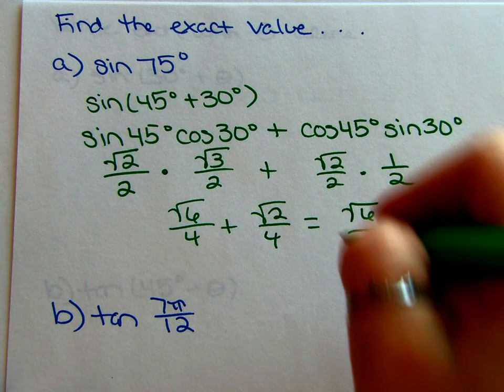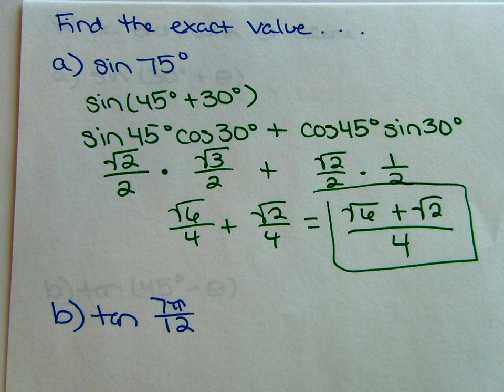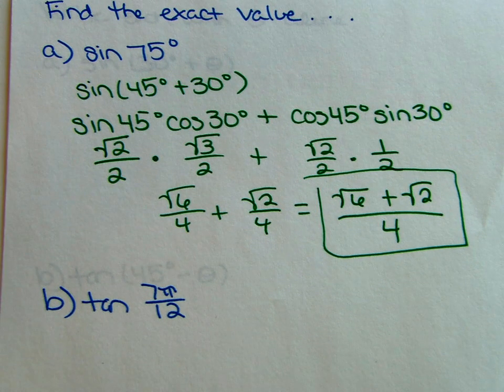And that means that we've utilized, in this roundabout way, our cofunction identities. Now, I don't expect you to recognize that. I just expect you to be able to do the problem. But it is interesting when they work out like that.